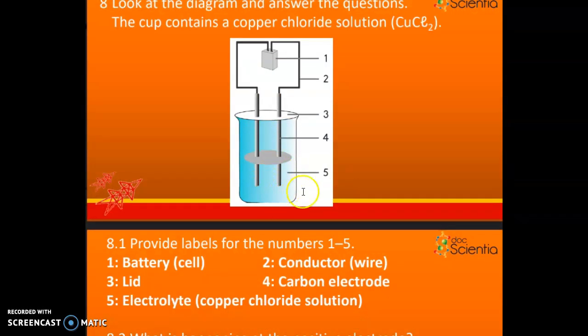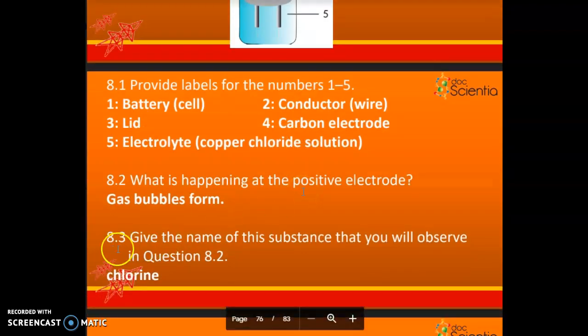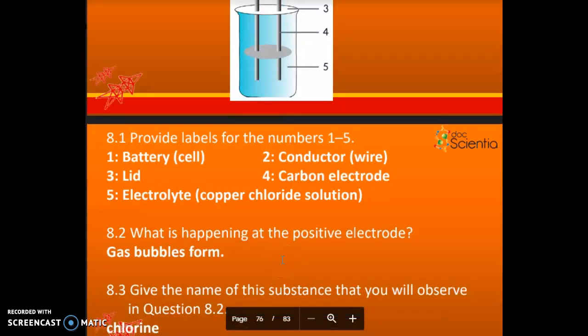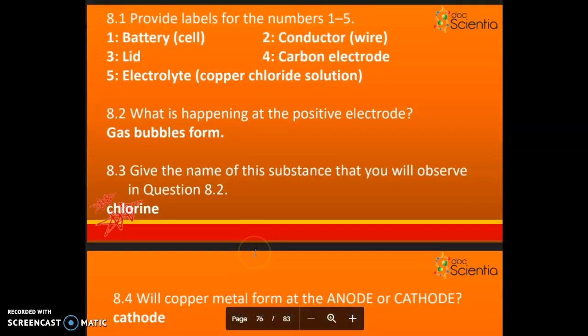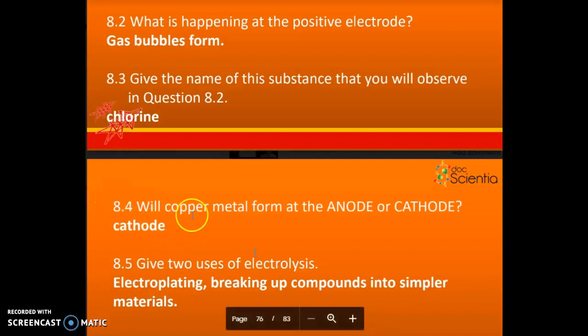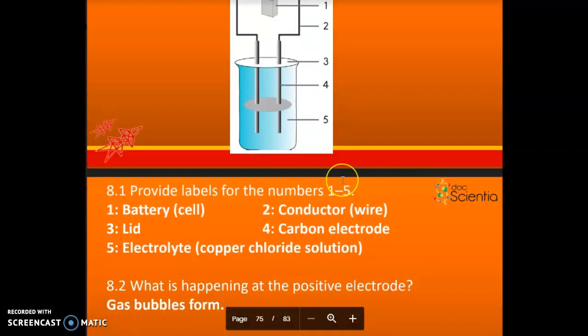Gas bubbles form. 8.3. Give the name of this substance that you will observe in question 8.2. So the gas bubbles. That's chlorine. 8.4. Will copper metal form at the anode or the cathode? At the cathode.